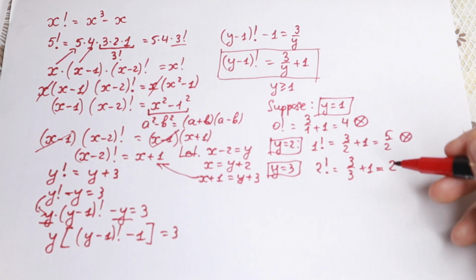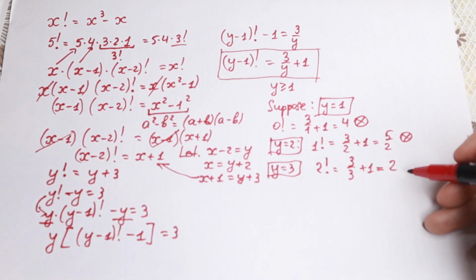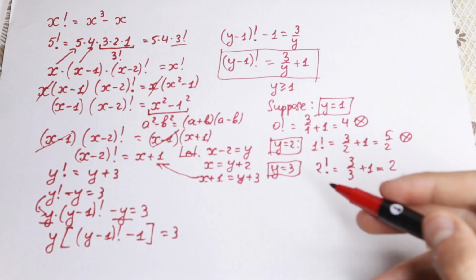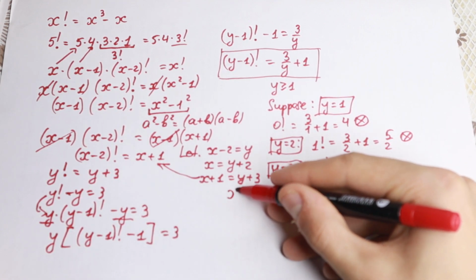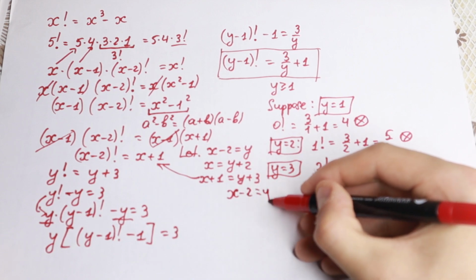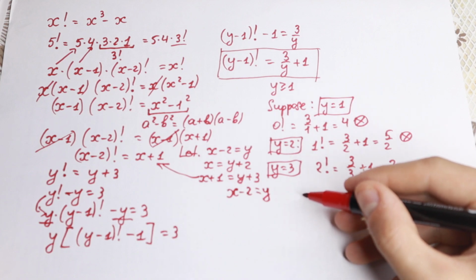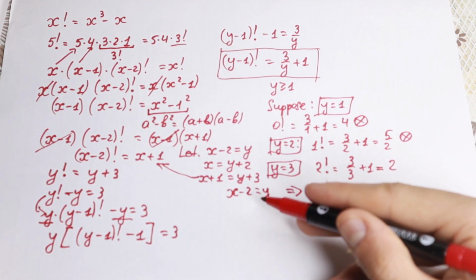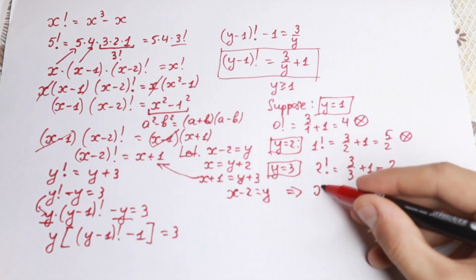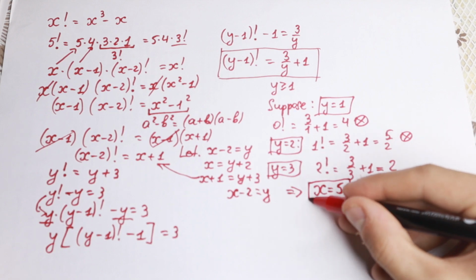Okay, let's go next. We found our y, but what about our x? Because we solved it in the beginning with x's. So let's try to plug in. We have, for example, x minus 2 equal to y, and we know that y equal to 3. So what will we have as a result? We will have from here that if y equal to 3, we need to have x equal to 5. x equal to 5. This is our solution.